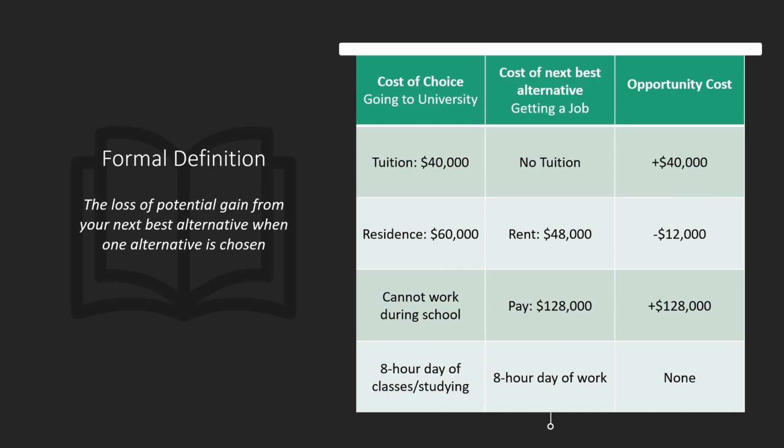Assuming you cannot work during school, you would lose out on the pay you would get if you chose to get a job instead. Let's just say you work for minimum wage. This would equate to around $32,000 a year. Multiply that by 4 years would be $128,000. In total, the opportunity cost of going to university rather than getting a job would be $156,000.